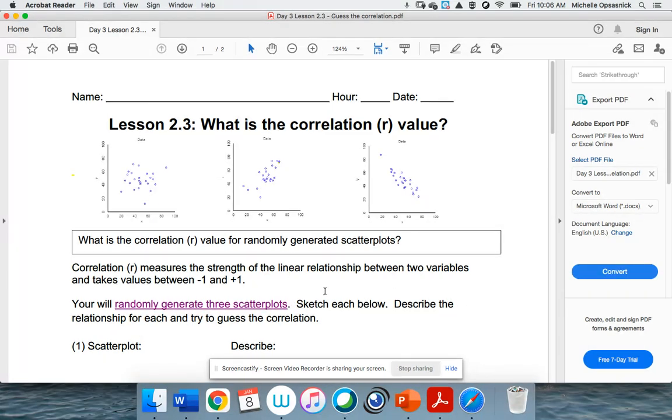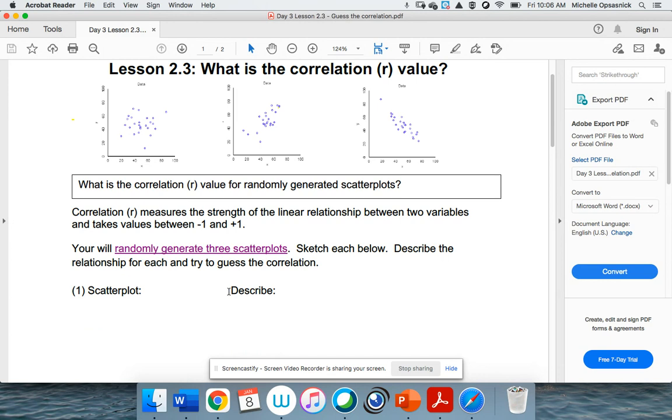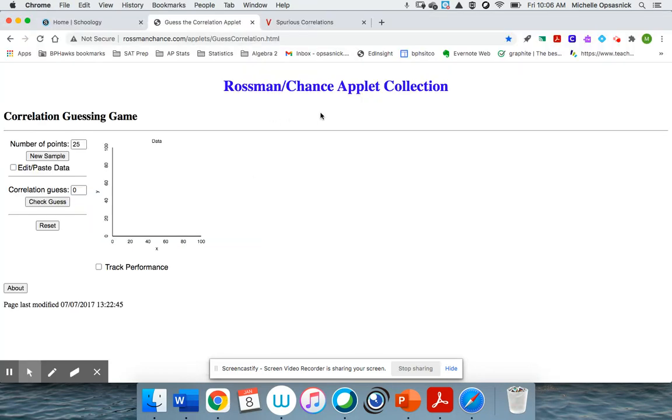And what we're going to do is look at some randomly generated scatter plots. So you're going to click on this link here, and I also have it linked in our assignment to go to a website where you're going to randomly generate these scatter plots. It's this Rossman Chance applet here. And you can just leave the number of points as 25, and you're going to click Generate New Sample. And you'll see here the scatter plot that's generated, and then you're going to guess the correlation from this scatter plot.